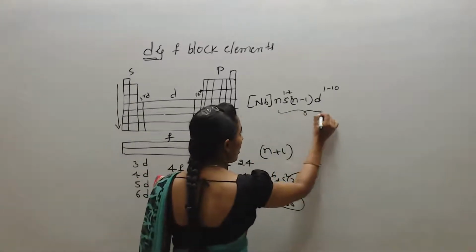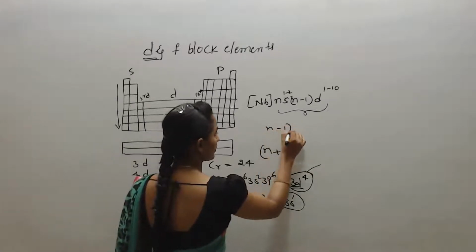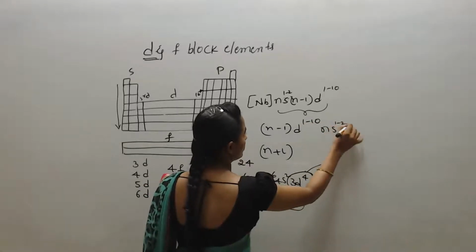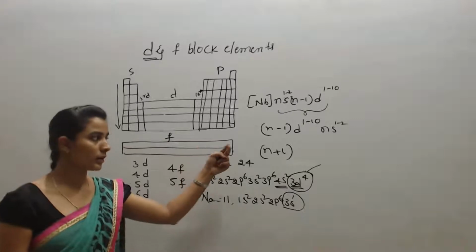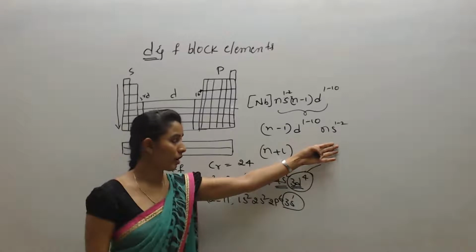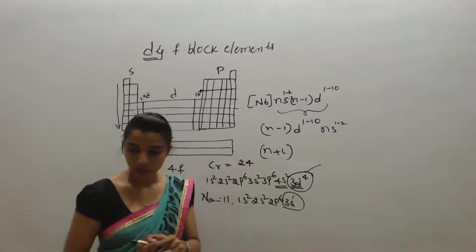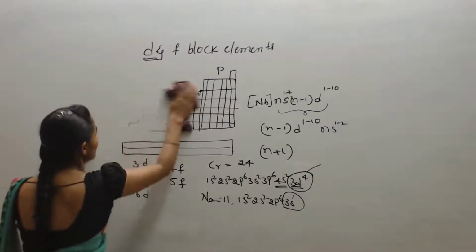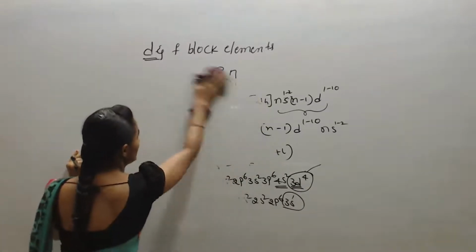Here this is the outermost, or valence, electronic configuration: (n minus 1)d1 to 10, ns1 to 2. Almost always that is ns2. Only for two cases, chromium and copper, it varies as ns1. Except for copper and chromium, all are ns2 configuration only. So this is all about the position of the d block elements in the periodic table.